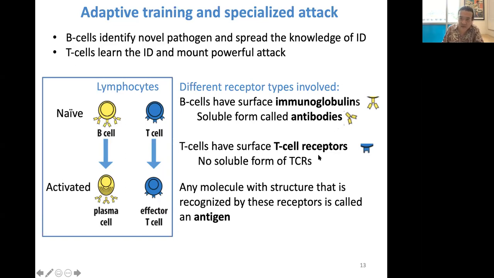T cells have these T cell receptors that are not free-floating, and we will learn later why that's so important. And any molecule with a structure that is recognized by these receptors, either by these Igs or by the T cell, we call an antigen.